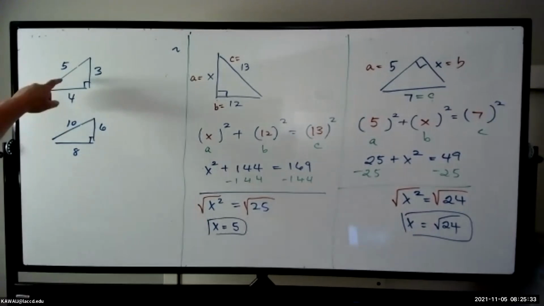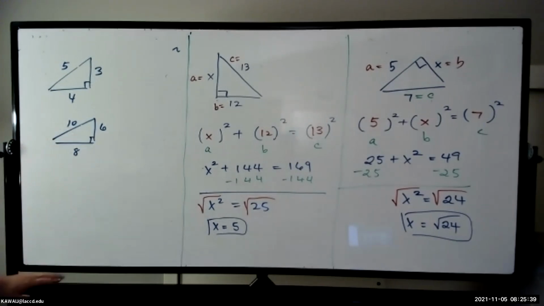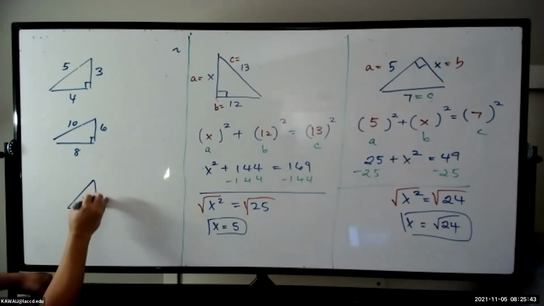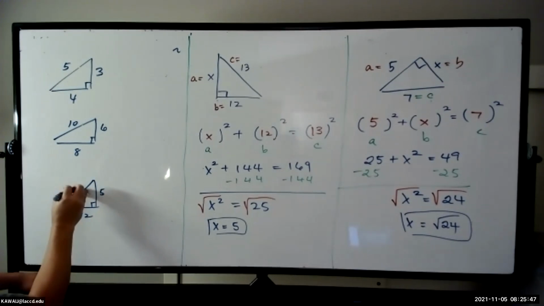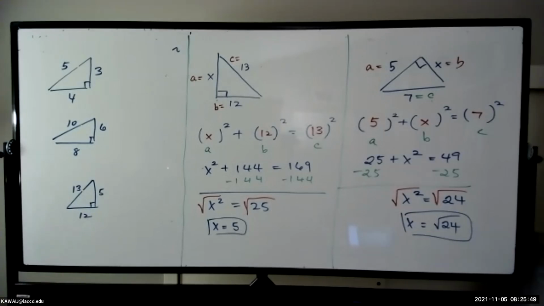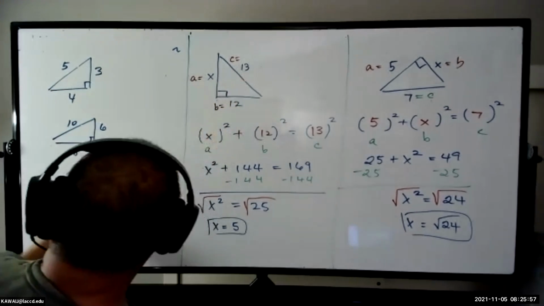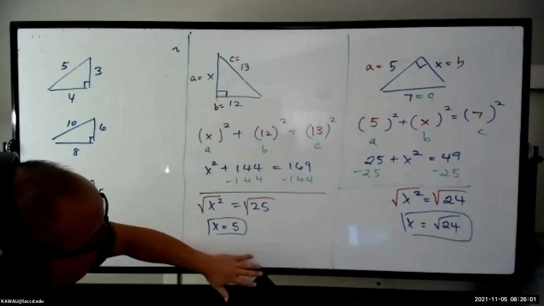So 3, 4, 5, it's not hard to memorize. Then multiply by 2, 6, 8, 10, not hard to memorize. And then the only one that's really hard to memorize is 5, 12, 13. Okay. So if you see any of these combinations, so over here, 13, 12, 13, 12, I can automatically say 5 without doing all of this work.